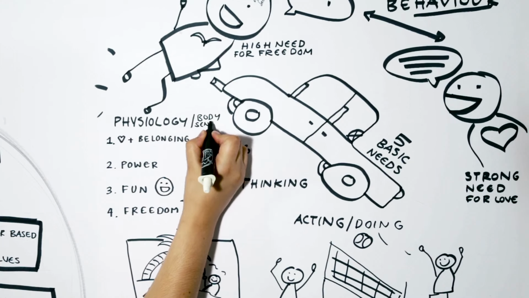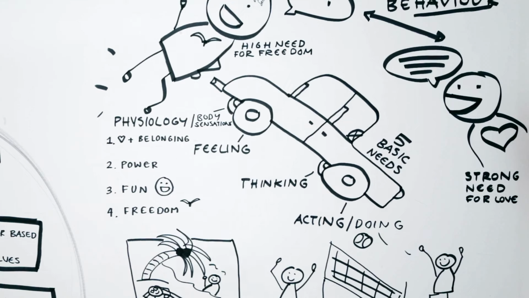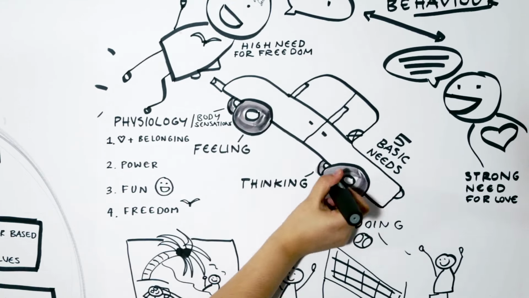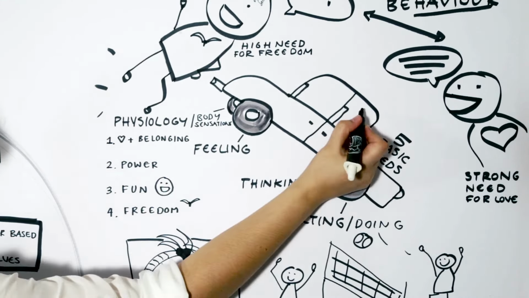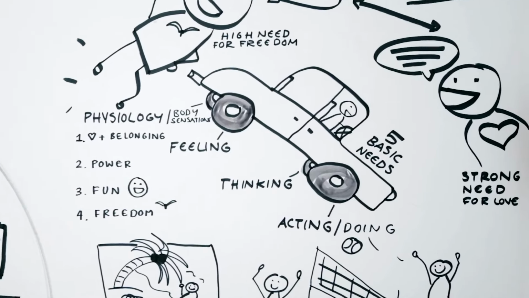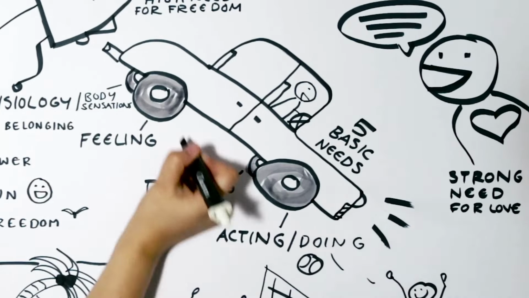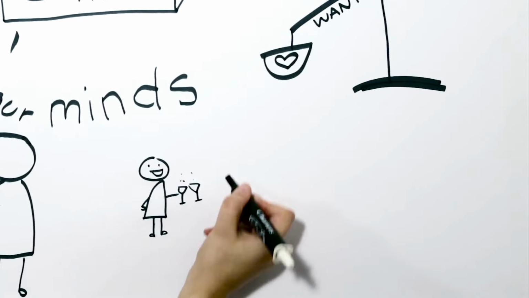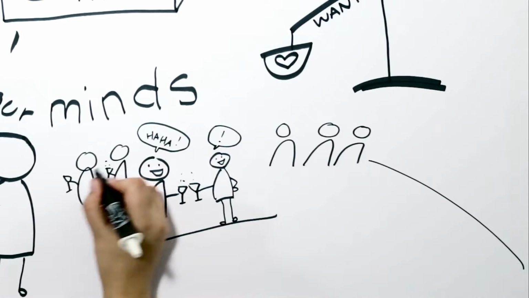Glasser describes our behavior as a combination of 4 things: thinking, doing, body sensations, and emotions. These 4 things make up what he calls our total behavior. He describes total behavior as the 4 wheels of a car, with thinking and doing being the front wheels. He says that to change how we feel, we can change our thinking and our actions, because this then changes the total behavior.